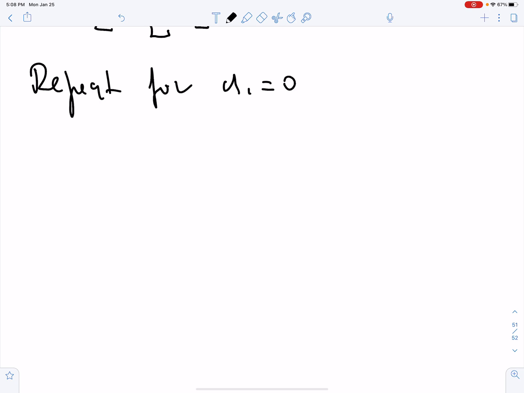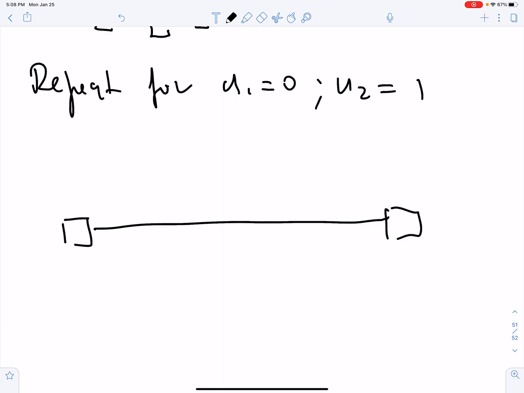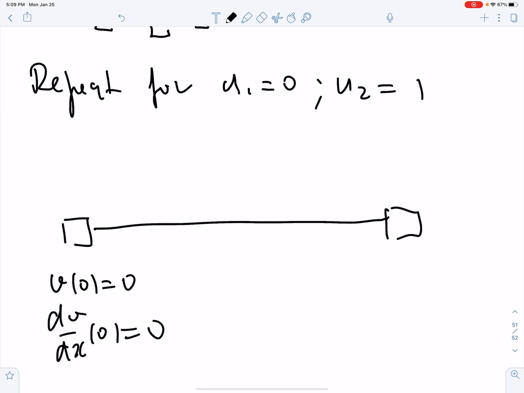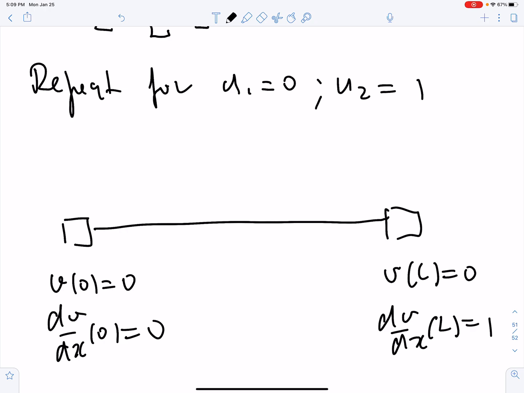for U1 equals 0, U2 equals 1. So what are you doing there? You solve the problem using the following boundary conditions. V of 0 equals 0, dv/dx at 0 equals 0, V at L equals 0, dv/dx at L equals 1. So you go through the same procedure. You find that your displacement is now distributed as follows. Here's your slope of 1.